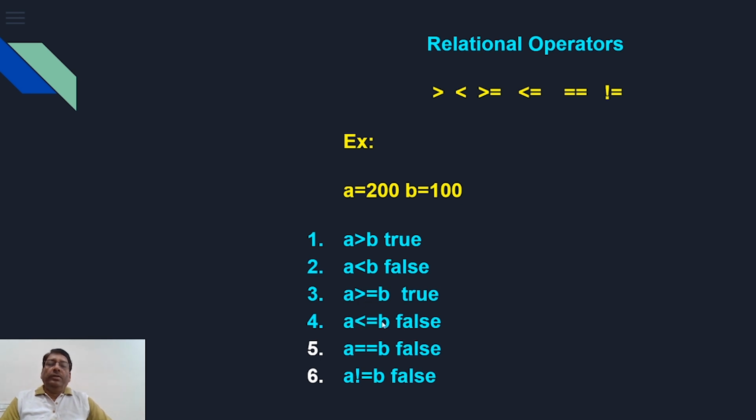And then A less than or equal to B, false, because A is neither less than nor equal to this. A equals to B, false, because they are not equal. A not equals to B, here I have written it as false. Is it true or false? A is not equal to B, so it has to be true and not false over here. So we need to make a correction over here. It is not false, it is true.